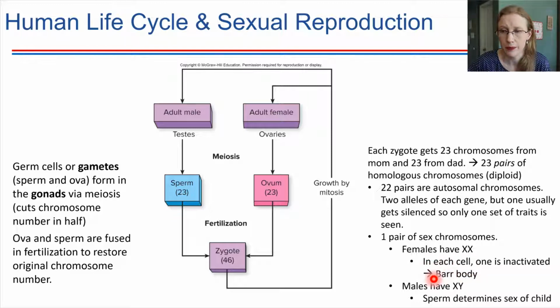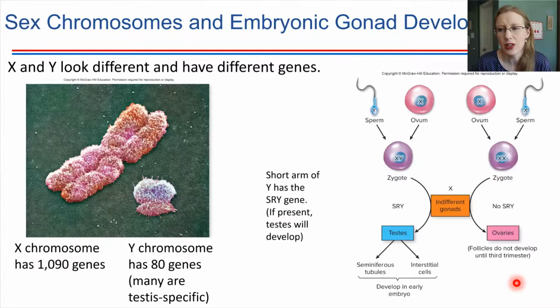Bar body right there. The X and Y chromosomes, the sex chromosomes, look very different. The X chromosome is much larger than the Y, and that goes right along with the fact that it has a lot more genes. The X chromosome has over 1,000 genes, whereas the Y chromosome only has about 80. A lot of the genes that are on the Y chromosome are specific for guiding the development of testes. And let's jump over to this schematic here.